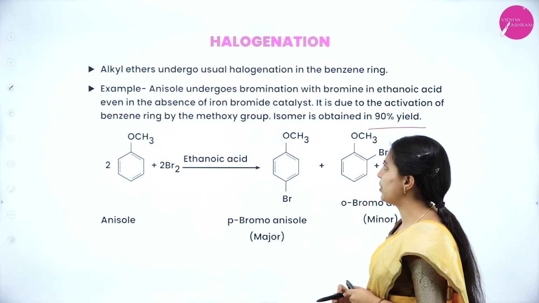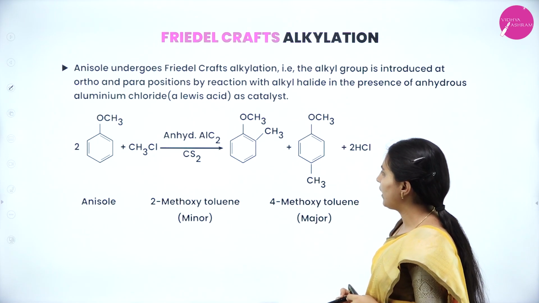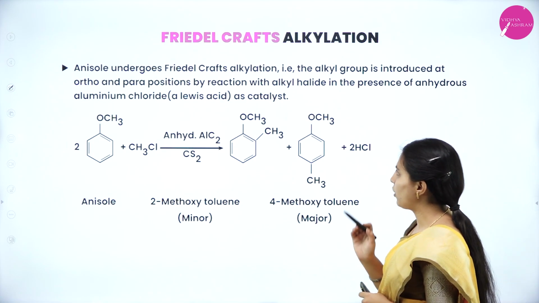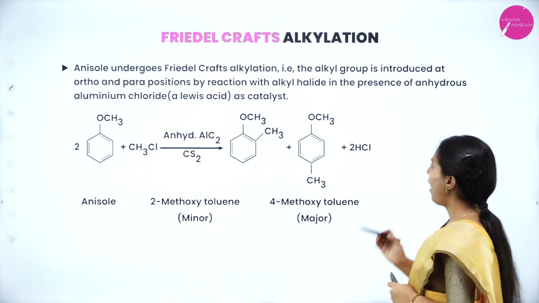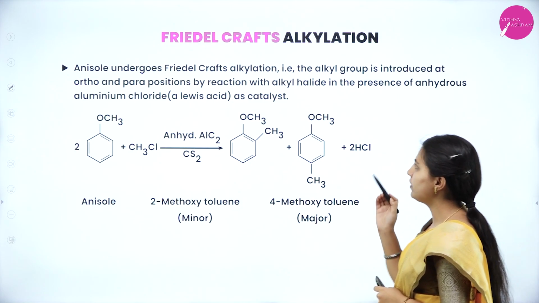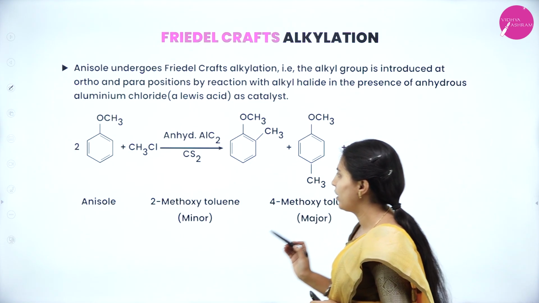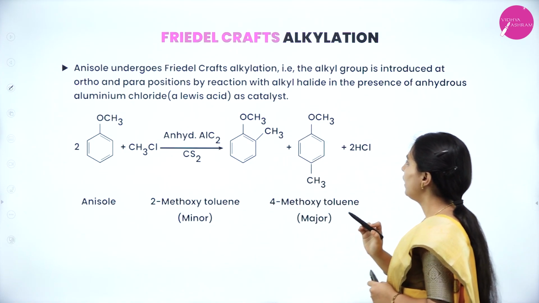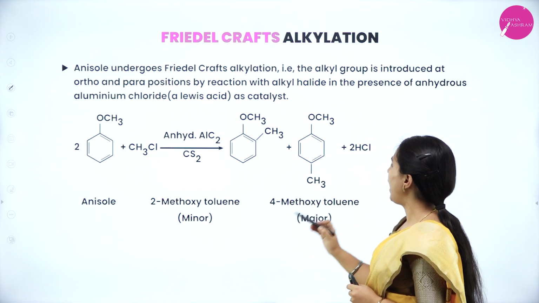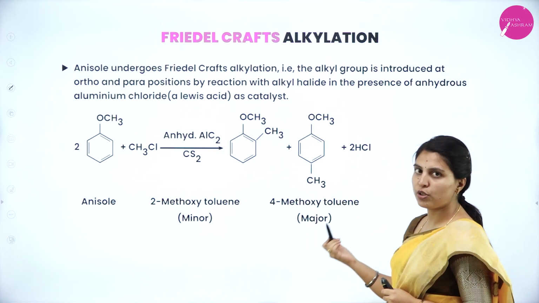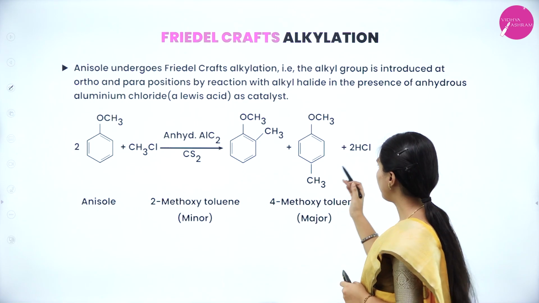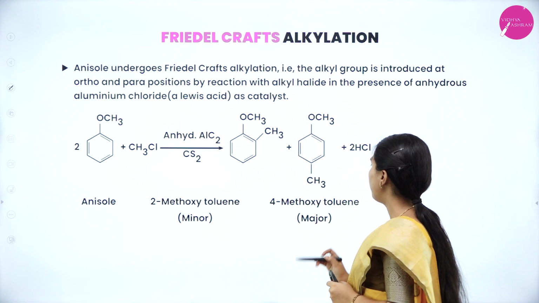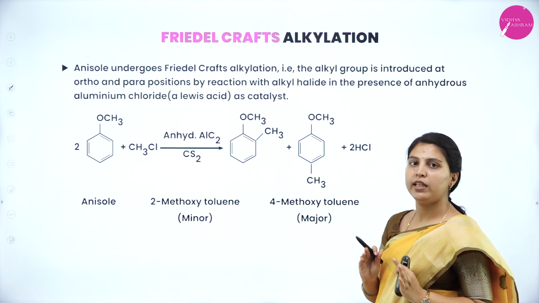This is halogenation. Next, Friedel-Crafts alkylation. Anisole undergoes Friedel-Crafts alkylation, that is, an alkyl group is introduced at ortho and para positions by reaction with alkyl halide in the presence of anhydrous aluminium chloride as catalyst. When anisole is treated with chloromethane in the presence of anhydrous aluminium chloride, it will form 2-methoxytoluene and 4-methoxytoluene with hydrogen chloride liberation. Here also major and minor products will be formed, at the ortho and para positions only.